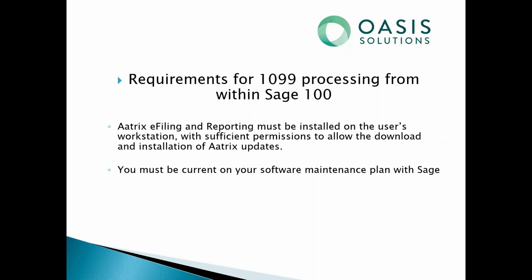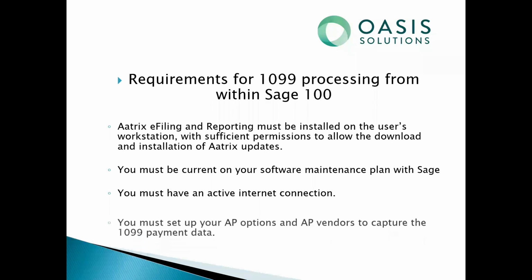When we get to this time of year, it seems like every day you go in, you've got some new updates you have to install. So the computer has to have sufficient permissions to run those updates. You must be current on your software maintenance plan with Sage in order for that to run. And it does connect with the internet, so you have to have an active internet connection.